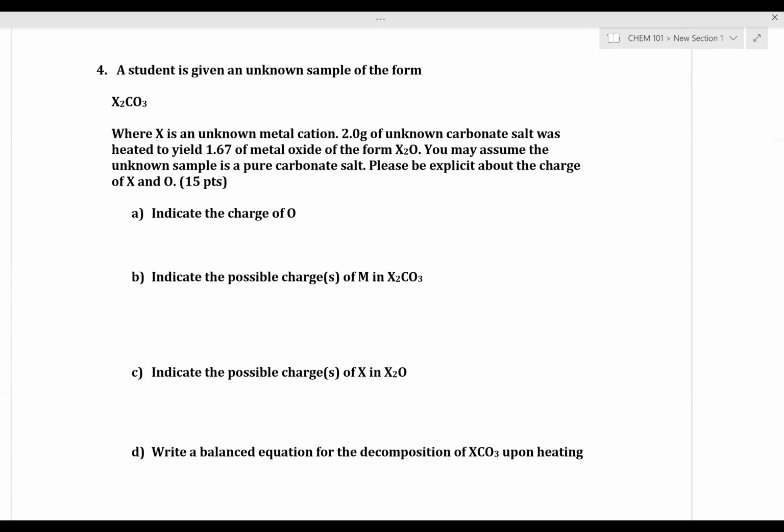So a student is given a carbonate of this form. Okay, we know X is an unknown metal cation. So we take 2 grams of our unknown carbonate and we heat it to yield 1.67 grams of the metal oxide. Okay, so we're asked a series of questions that are designed to help us reach the answer.